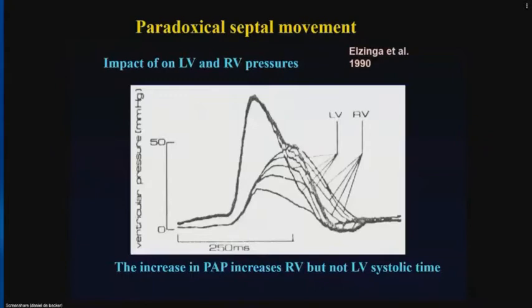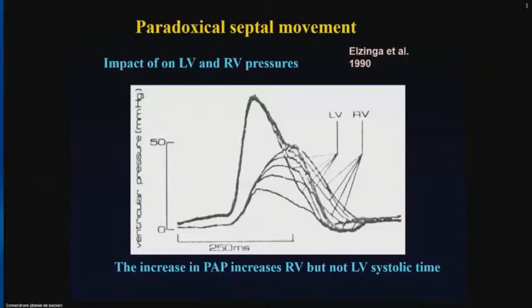What is exactly the paradoxical septal movement? Well, the left heart, when there is an increase in its afterload, will have exactly the same systolic time. However, for the right heart, when there is an increase in the right ventricular afterload by an increase in the pulmonary artery pressure, in these conditions, there is an increase in the systolic time.